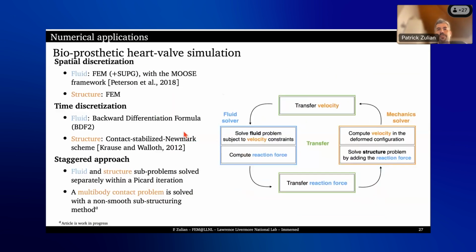Okay, so we said that we have two applications. The first one is with bio-prosthetic heart valves. In this case, I'm going to present some results from our discontinued code, which is FEM for fluid and FEM for structure. And in this case, it's a staggered approach. So we solve the two problems independently, and we solve for the mechanics, including contact, and then we compute some velocity out of the solution. We transfer the velocity, we impose the velocity in the fluid, we compute the solution of the fluid and the reaction force, and transfer the reaction force, and we iterate multiple times until the solution or the Lagrange multiplier doesn't change, let's say, up to some numerical tolerance. And so this is a staggered approach.